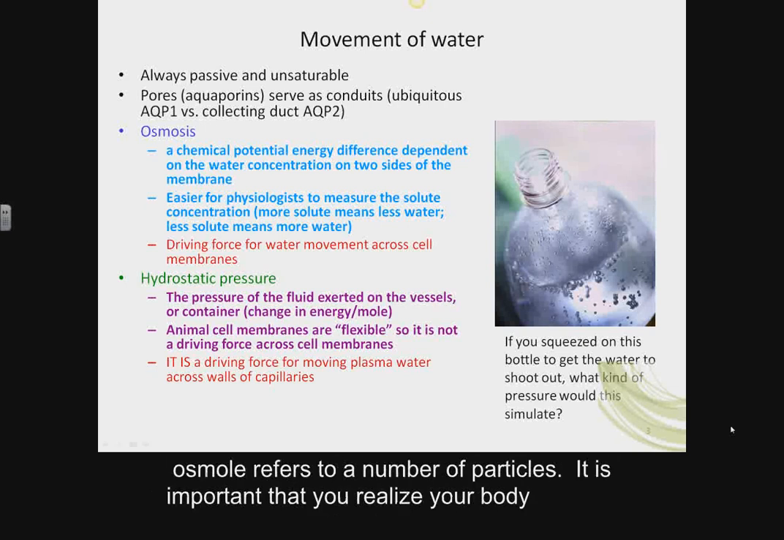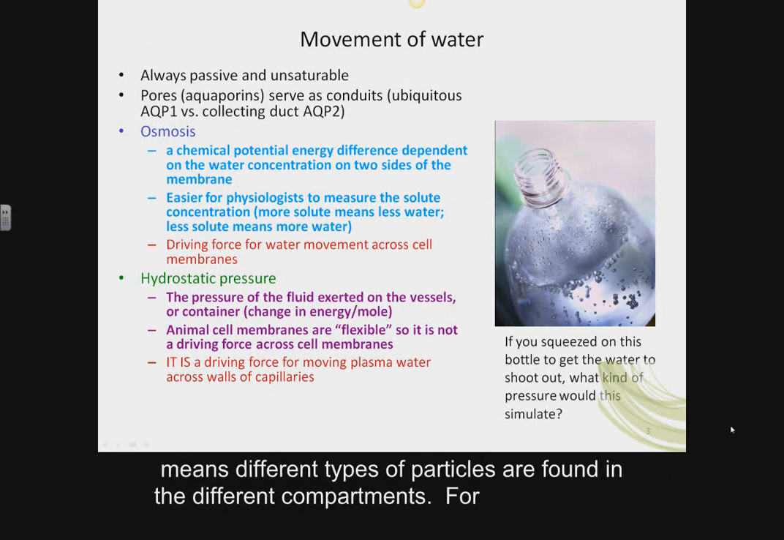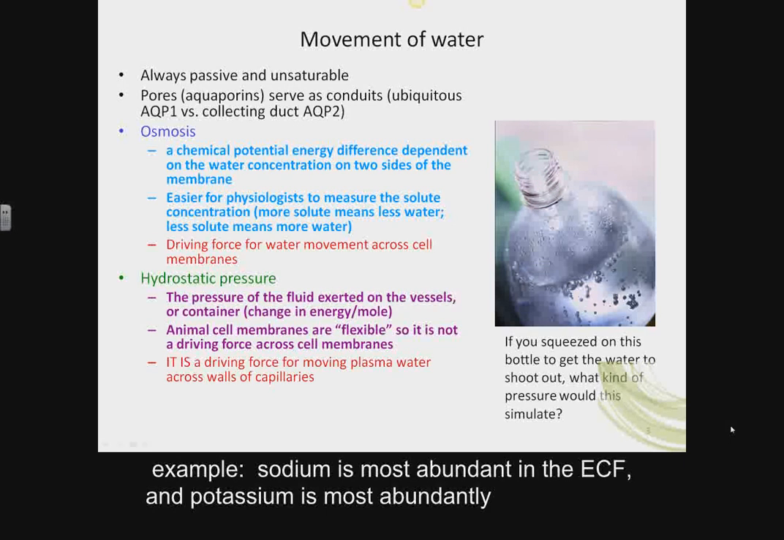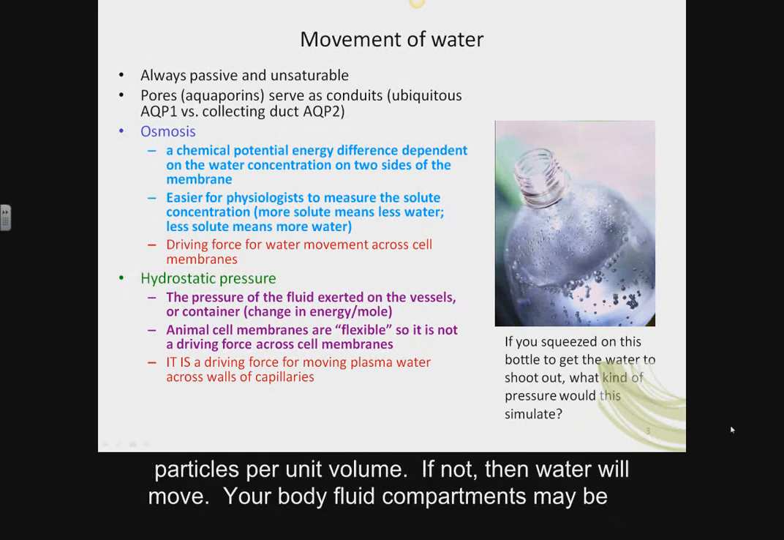It is important that you realize your body fluid compartments have different volumes and different composition. That means different types of particles are found in the different compartments. For example, sodium is most abundant in the extracellular fluid, and potassium, like I said in the previous slide, is most abundantly found in the intracellular fluid. But your body fluid compartments should have the same number of particles per unit volume. If not, then water will move.